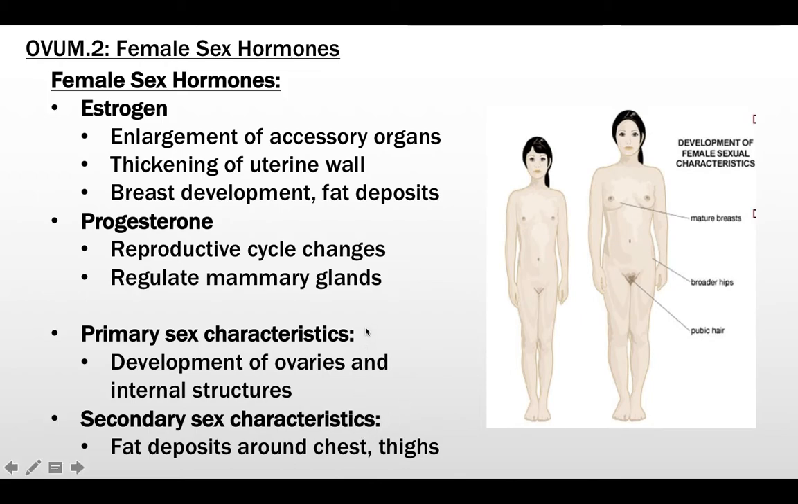When we're discussing primary sex characteristics of females, we're talking about how her ovaries and her internal structures are developed. Secondarily, we're not going to see body hair. We're not going to see a changing of the voice. We're going to see largely fat deposits shifting. So we'll see fat shifting to the hips. We'll see fat shifting to the breasts. And those are our biggest secondary sexual characteristics for females.